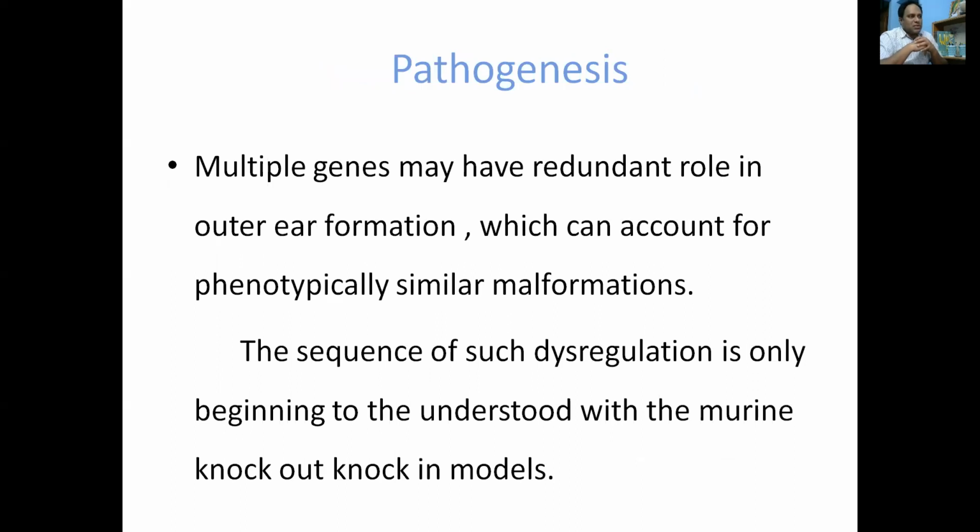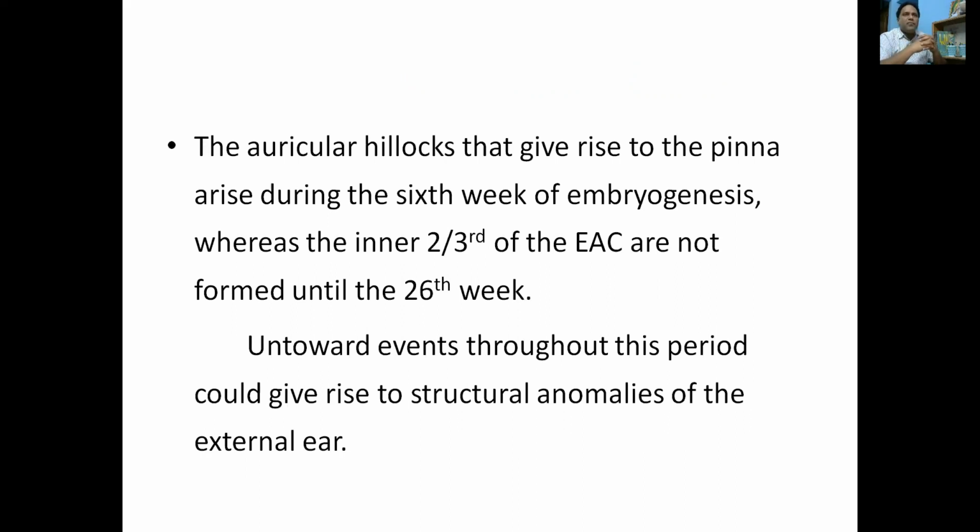So what could be the pathogenesis, the pathology behind this? Multiple genes may have a role in outer ear formation, which can account for the phenotypically similar malformations. The sequence of such dysregulation is only beginning to be understood with murine knock-out and knock-in models. In fetal development, the auricular hillocks that give rise to the pinna arise during the sixth week of embryogenesis, whereas the inner two-thirds of the external auditory canal are not formed until the 26th week. Untoward events throughout this period could give rise to structural abnormalities or anomalies of the external ear only.